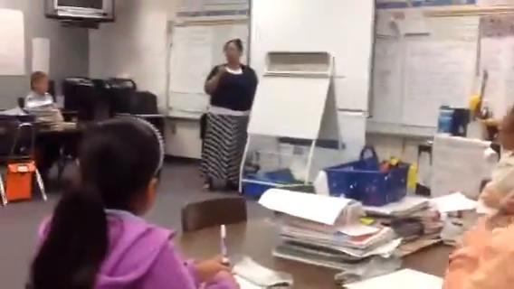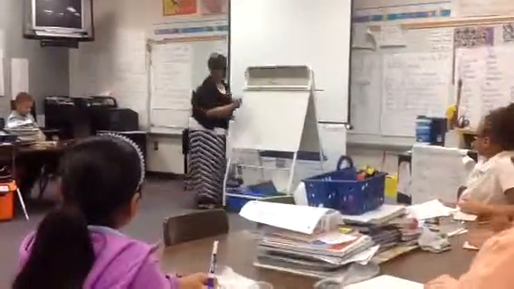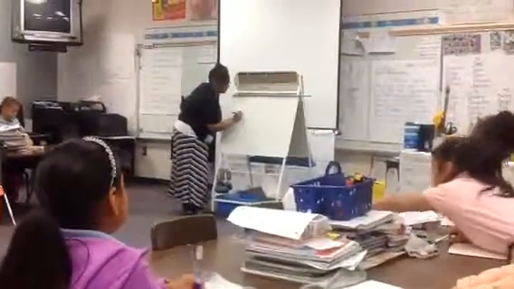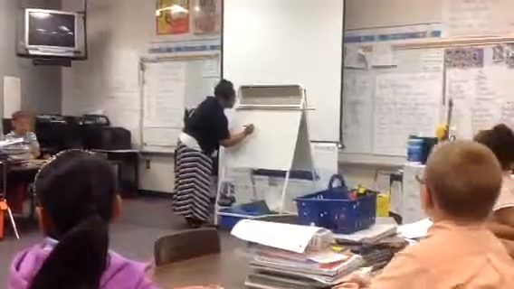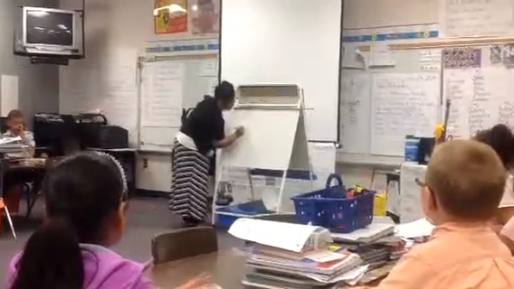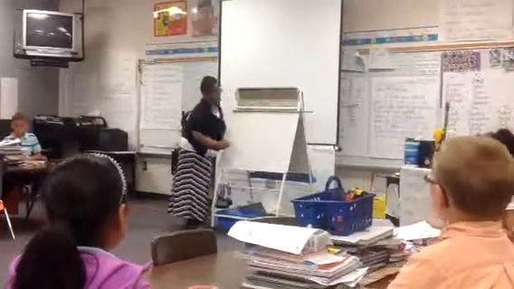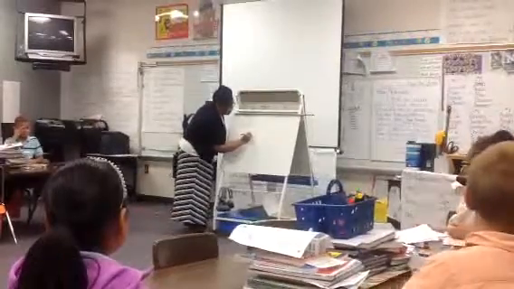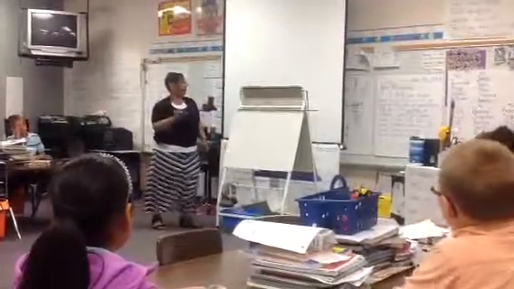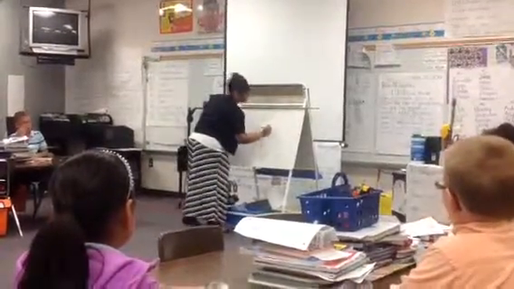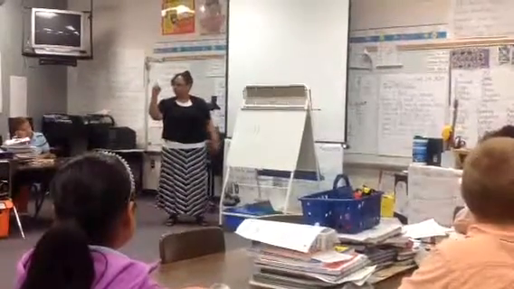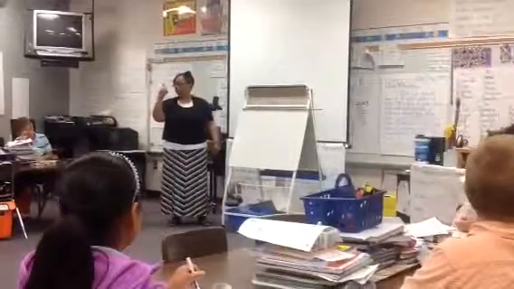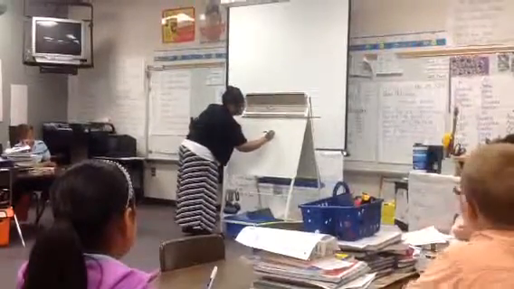How do we count our minutes? By what? 5. So it'll be either 5, 10, 15, 20, 25. What's the last one? 30. Okay, and this is a rock. That will be our minute, which is 1, right? So this is our 1 minute.